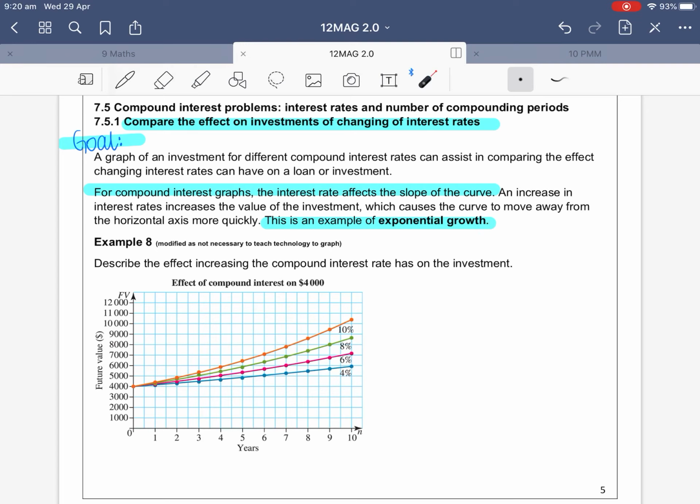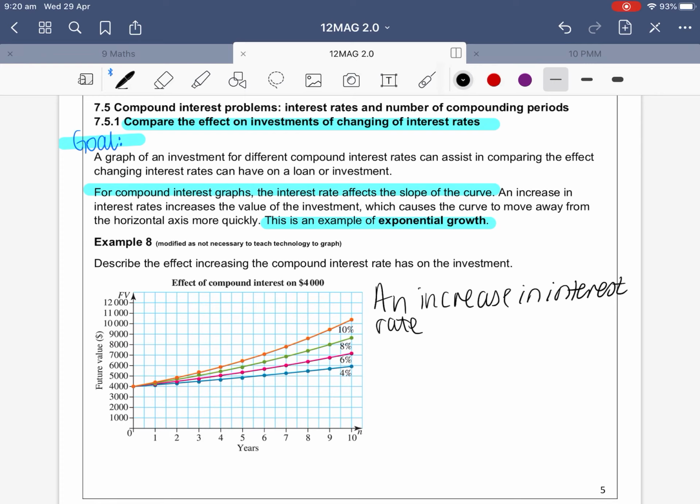So in other words, an increase in interest rate increases the future value. According to this graph, there's a steeper curve for higher interest rates, and the steeper curve tells us that investments increase faster. I'm going to write that down now. If you would like to, you can fast forward through this part while I'm writing because I write very slowly. So we want to say an increase in interest rate increases the future value of the investment.